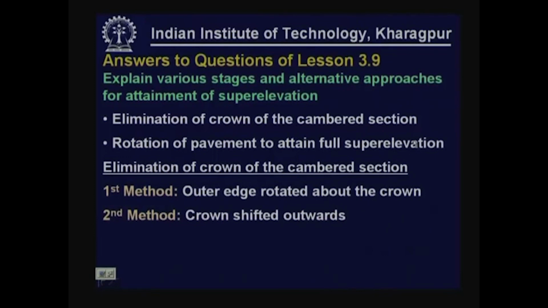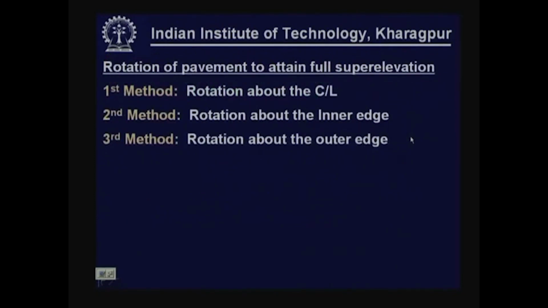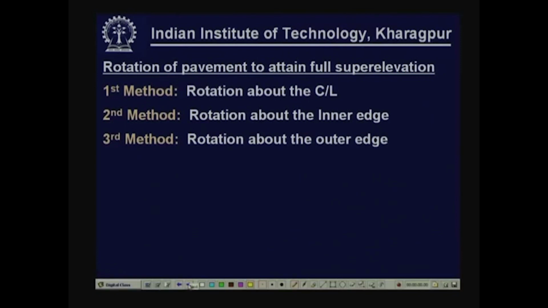The second stage is rotation of pavement to attain full super elevation. That means, after removing the crown, we have a uniform section like this. Now, to have the required super elevation, this is to be rotated. Now, this can be rotated with respect to center line, that is the first method. Rotation about the center line.